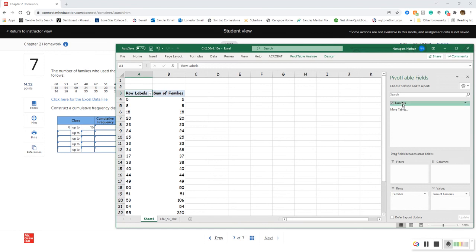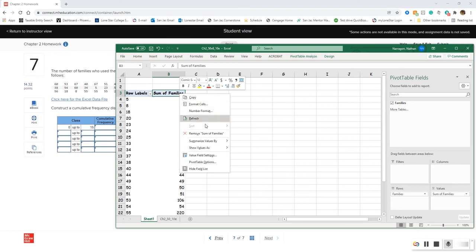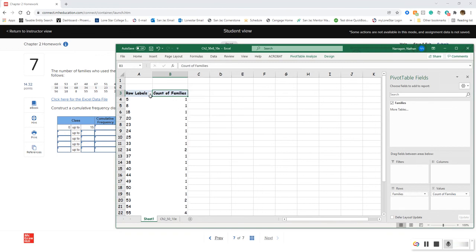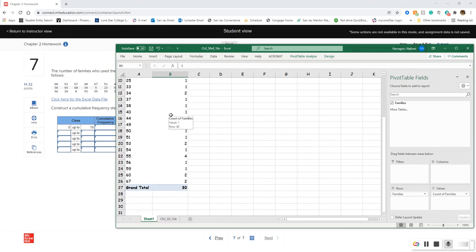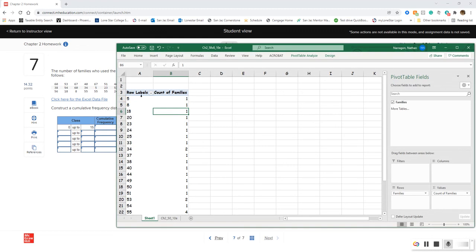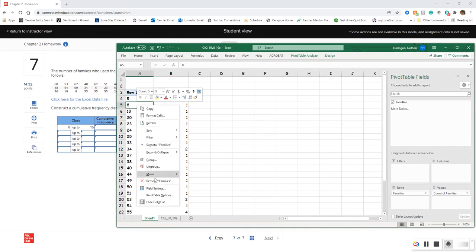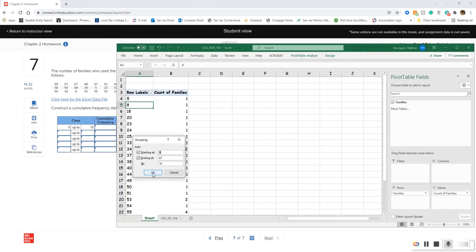Okay. So we want to put the one that we're getting basically the frequency off of. We want to put it in rows and in values. Now, here, we're going to change sum to count. So summarize value by count. Okay. And again, should end up 30. Should be our total 30-day period. And then here, we're going to tell it to group.